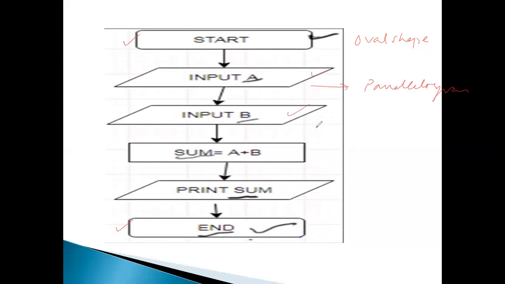So input A, input B, and for processing purposes, this is the rectangle box. Any kind of processing you have to show in a rectangle box. For input purposes, you have to use these parallelograms. And this is the output, again a parallelogram. The rest is the diamond shape. We use it basically in selection condition based programs. This is used in loops and for conditions. This is called the decision box. Okay. Got the idea? Yes.